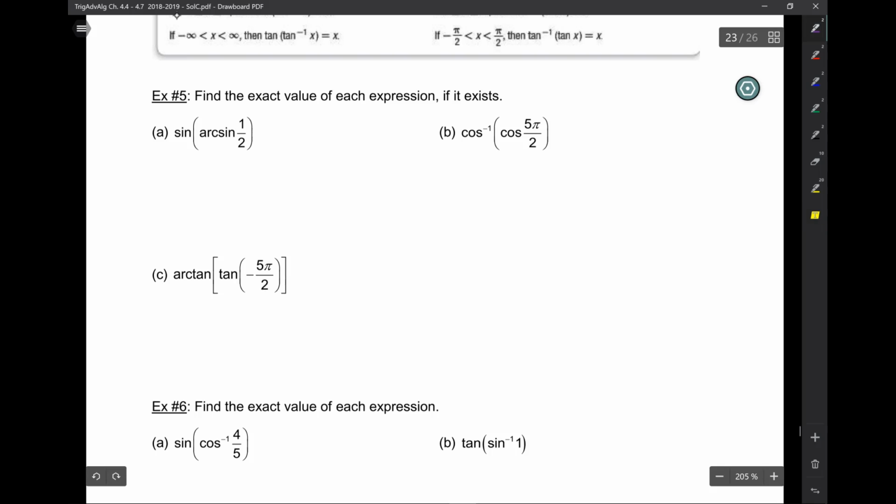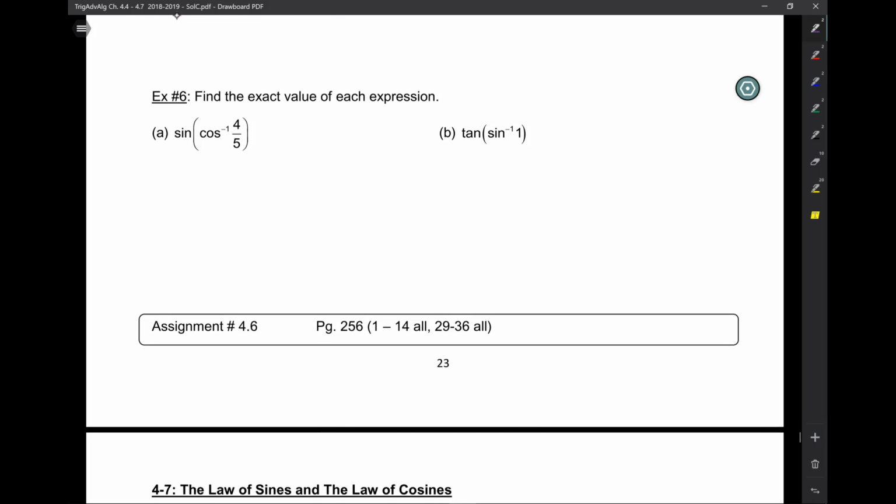Can you do that one? Again, sine and arc sine go away. So then 5 pi over 2. And then that would just be negative 5 pi over 2. Now that you're having so much fun with that one, let's go with ones where they're not the same, guys.